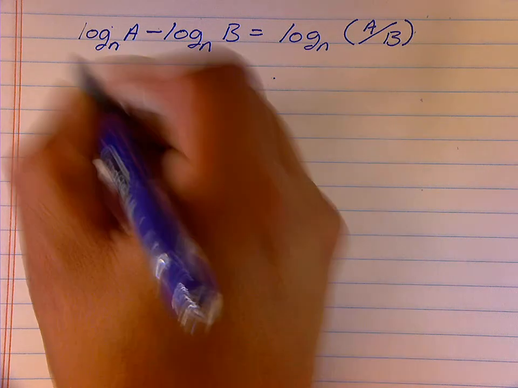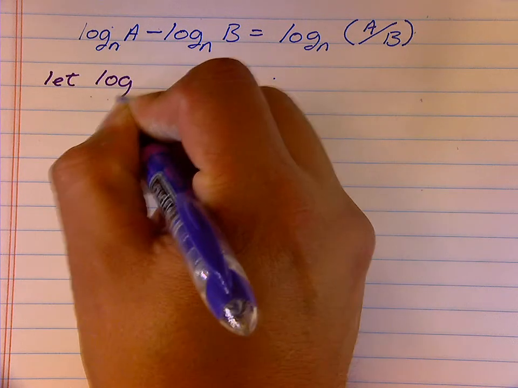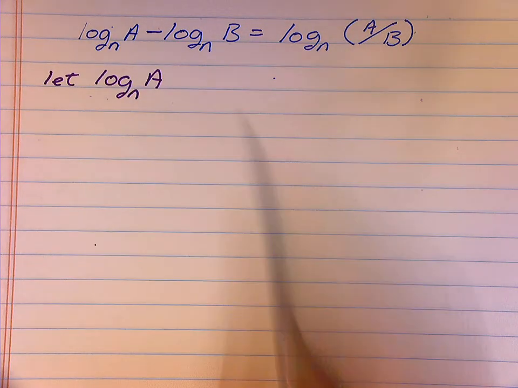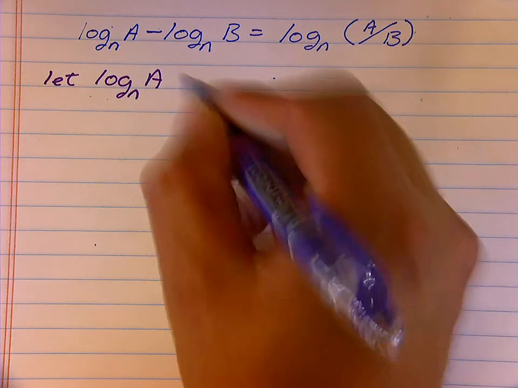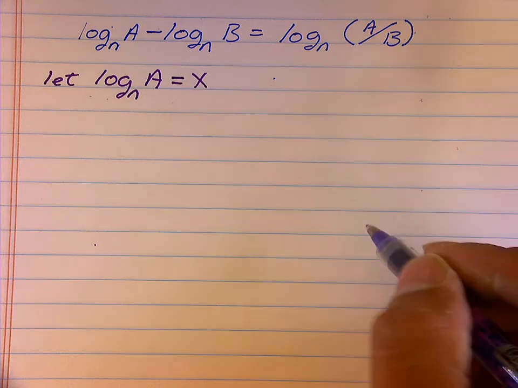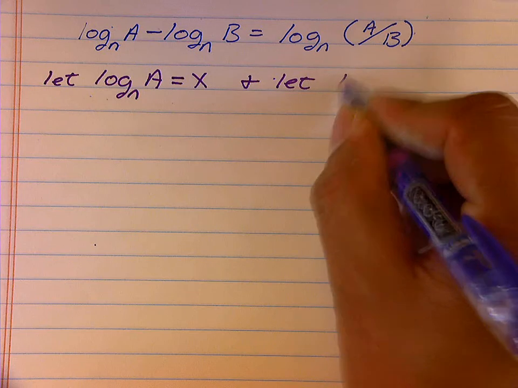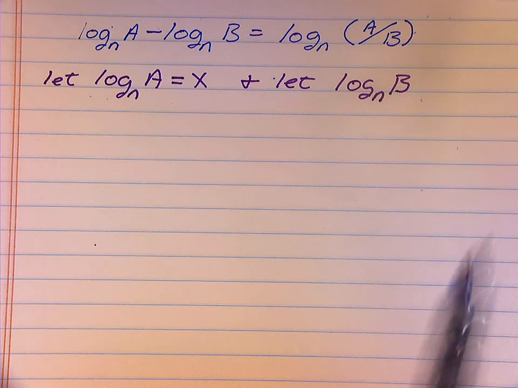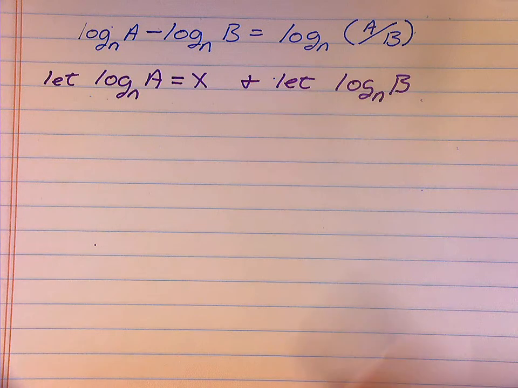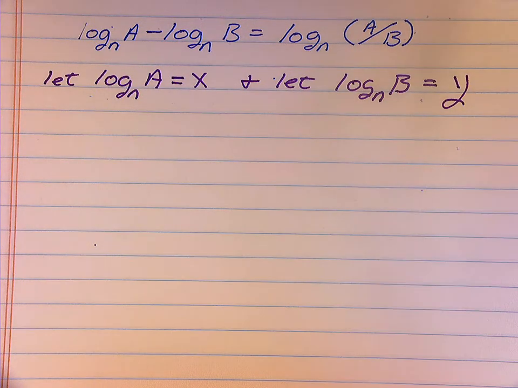So what I'm saying is that this symbol, log base n of a, or the exponent I put on n to get a, is a number, and I'm going to call that number x. And I'm going to call log base n of b, or more precisely, the exponent I put on n to get b, to be a value which we will call y.